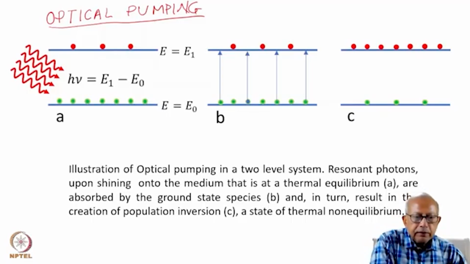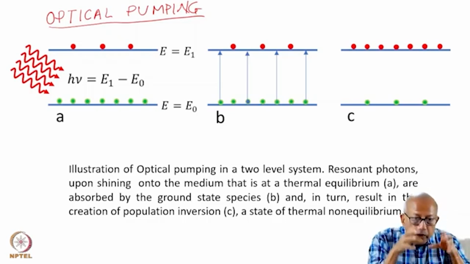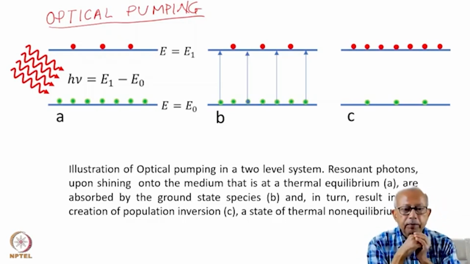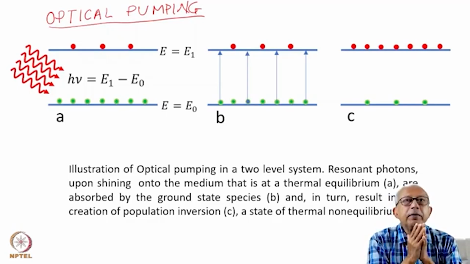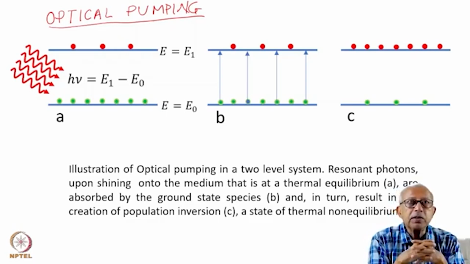In the previous class, we said that in order to achieve population inversion, you have to selectively transfer population from one energy level to the other. For doing that, you have to actually put energy into the medium. That means whenever we have to create population inversion, you have to dump energy into the system. This is often referred to as pumping the medium. So creating population inversion, in normal parlance, is referred to as pumping of the medium.